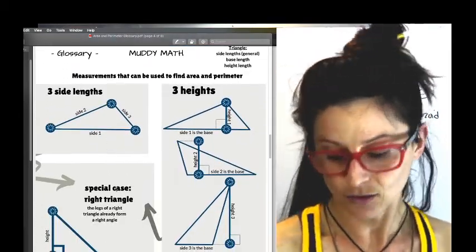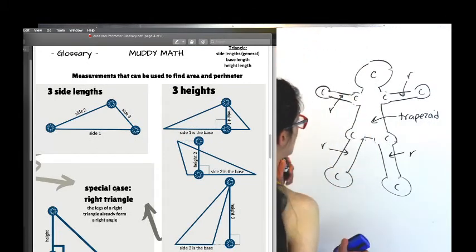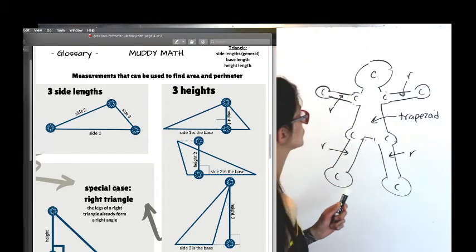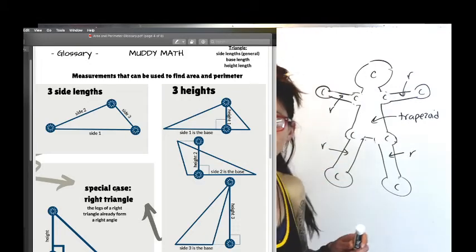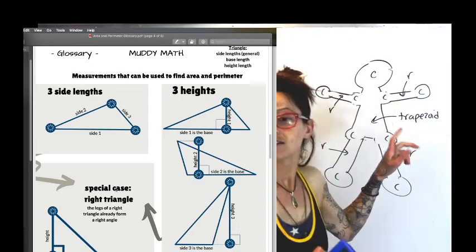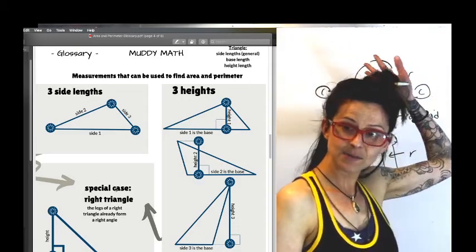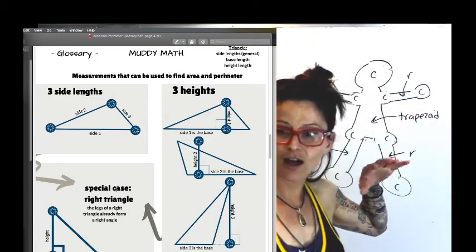But for triangles, you want to make sure you're measuring the triangles correctly. So check in later for the video about estimating the area and perimeter of your outline.